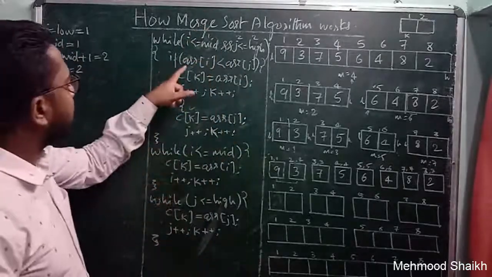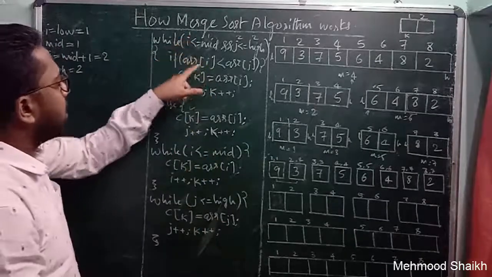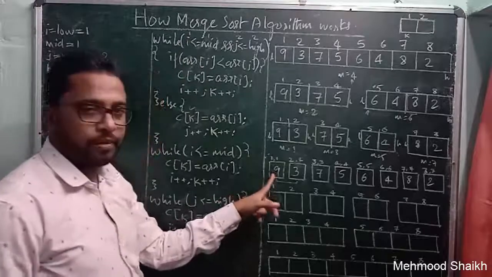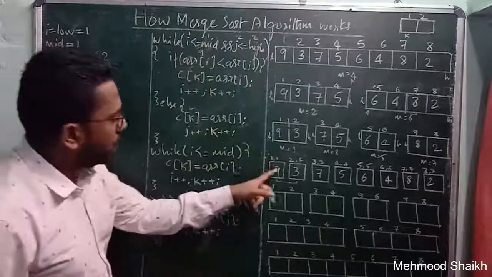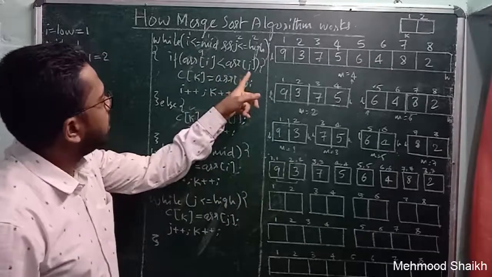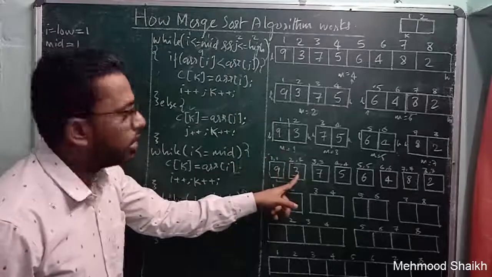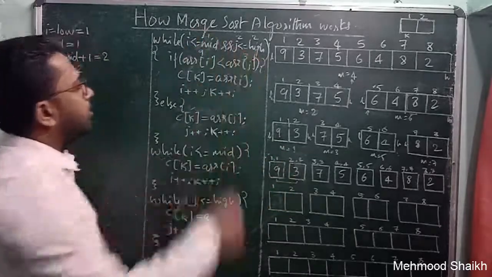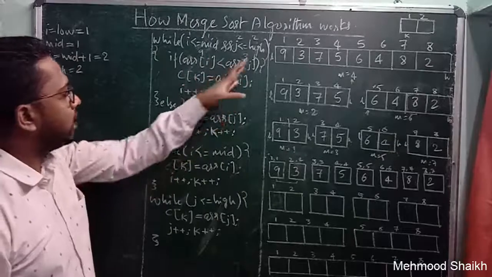We will make an if condition. We check if array of i, where i is 1 and array of 1 is 9, is less than array of j, where j is 2 and array of 2 is 3. If 9 is less than 3, no, the condition is not true. 9 is not less than 3.